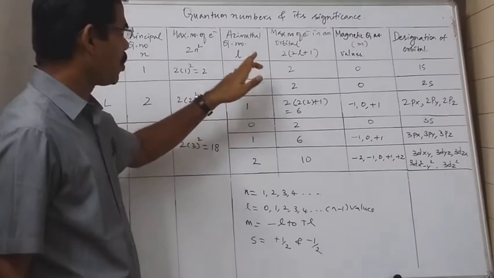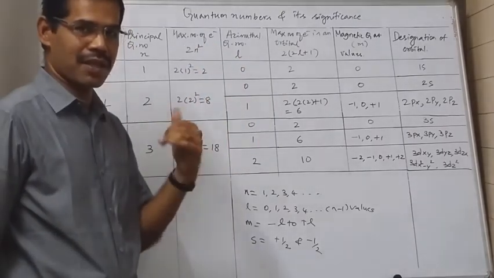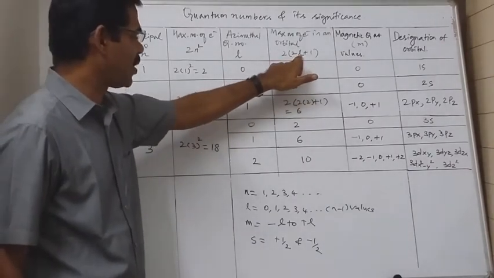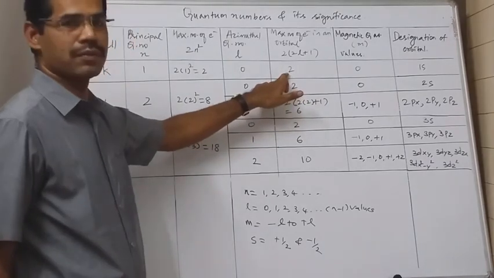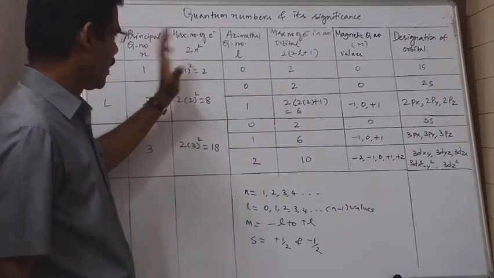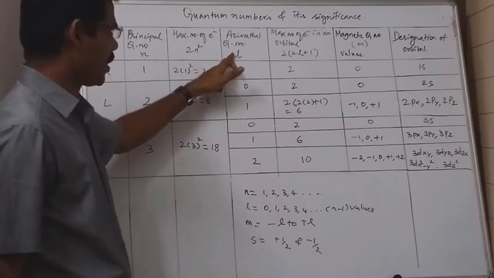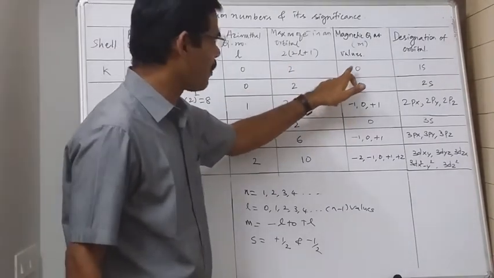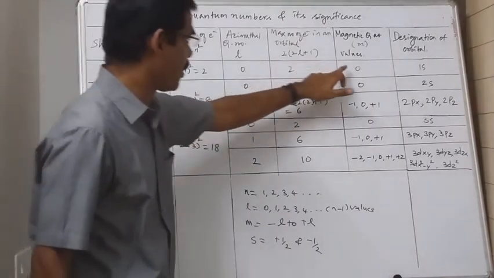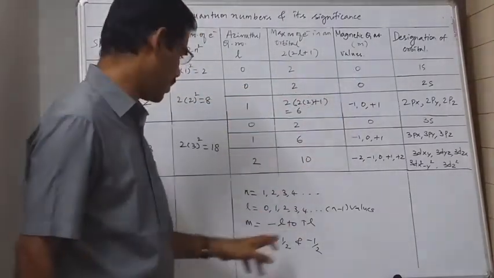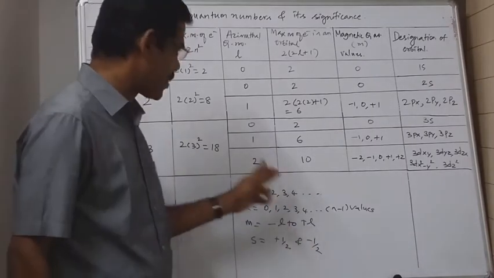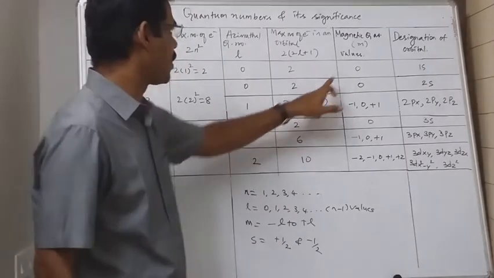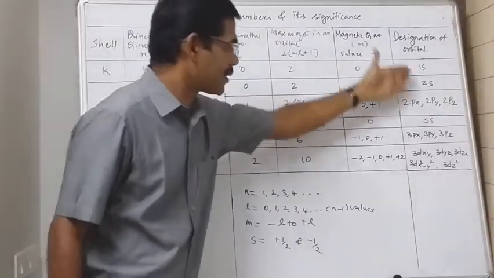Now, how do we calculate the maximum number of electrons present in a subshell? We have learned the formula 2 into 2l plus 1. In that formula, substitute L equal to 0, and you will get the value 2. Which means that in that particular subshell, 2 electrons are present. Then what will be the value of the magnetic quantum number? The magnetic quantum number value depends upon the L value. M is equal to minus L to plus L. If the L value is 0, automatically the m value will be 0. That is what is written here: m is equal to 0.